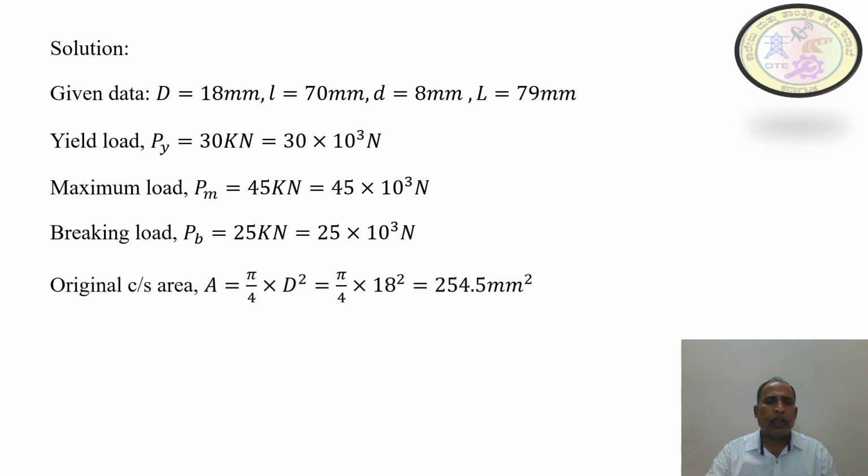Original cross sectional area, that is A, is equal to pi by 4 into D square, so therefore pi by 4 into 18 square, that is equal to 254.5 mm square. Neck area small a, that is equal to pi by 4 into D square, pi by 4 into 8 square, that is equal to 50.272 mm square.